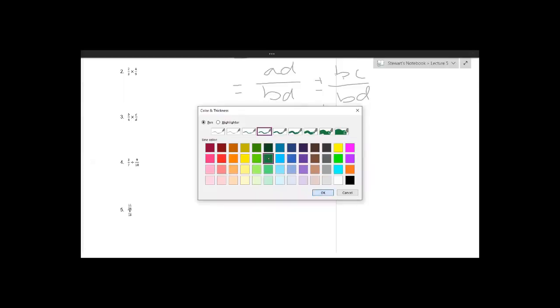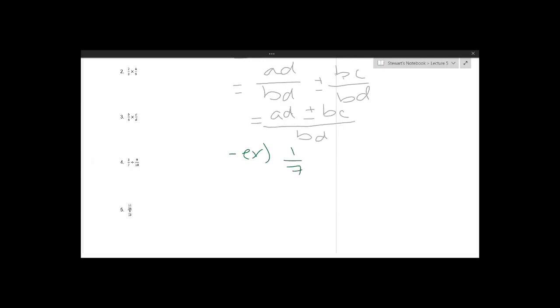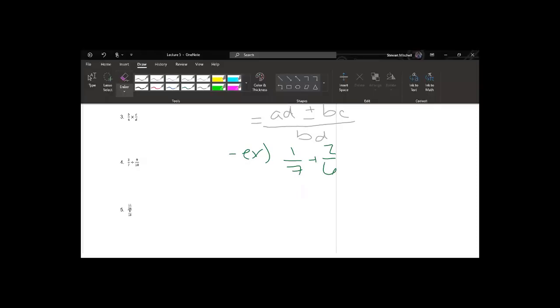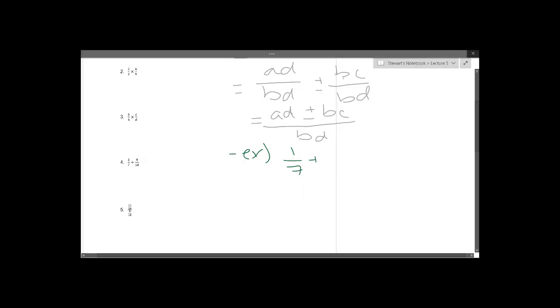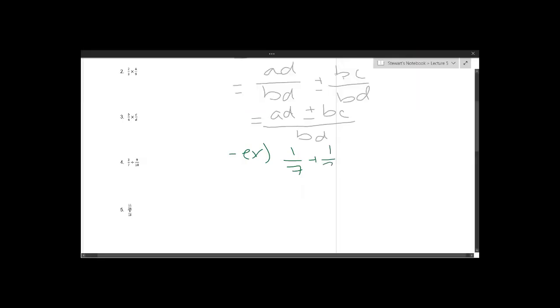So if you're thinking about this, say you have 1/7 plus 2/6. Actually, I'm sorry, that's a bad example because you can reduce that fraction. We will just reduce that fraction. We'll say plus 1/3.